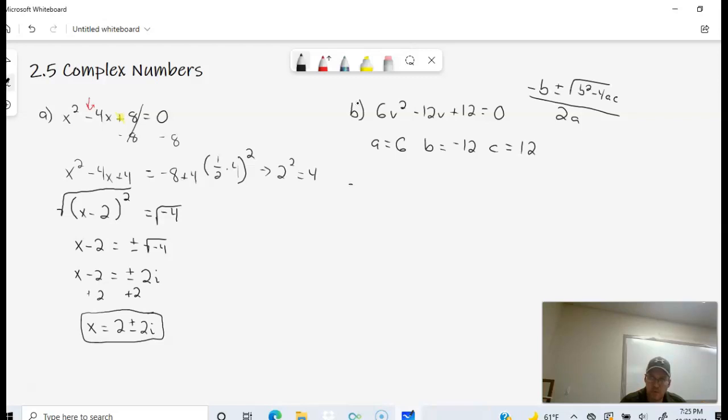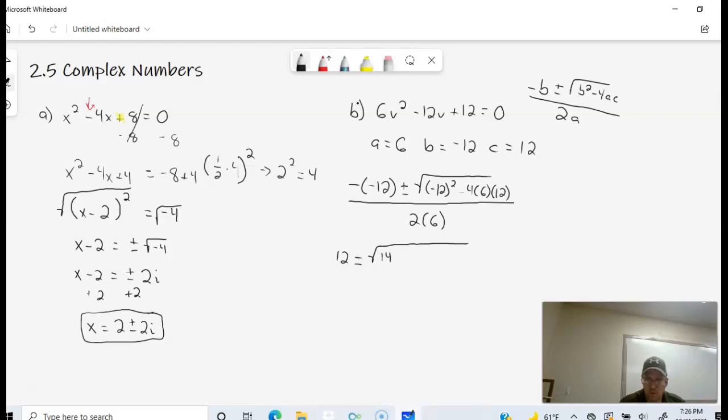Plug those into my formula, I'm going to get negative, well, b is negative 12, plus or minus the square root of negative 12 squared, minus 4 times a is 6, c is 12, all over 2 times a, which is 6. So I get minus negative 12, which is going to be just 12, plus or minus the square root. Negative 12 squared is 144.